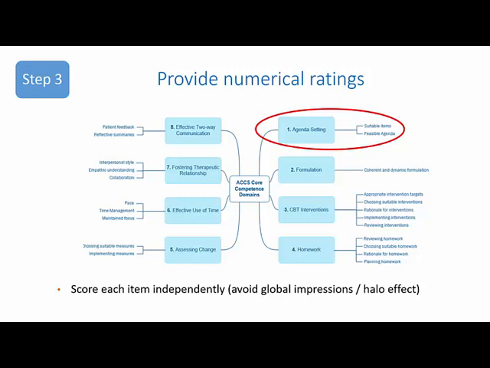So we're going to look at each domain in turn and think about what's being assessed by that domain and what ratings we might provide for this particular session. So it's really important to try thinking about these different items as independent aspects of competence. Otherwise, we end up giving quite global impressions and being over-influenced by certain aspects of competence over others. So first of all, we're going to have a look at agenda setting.